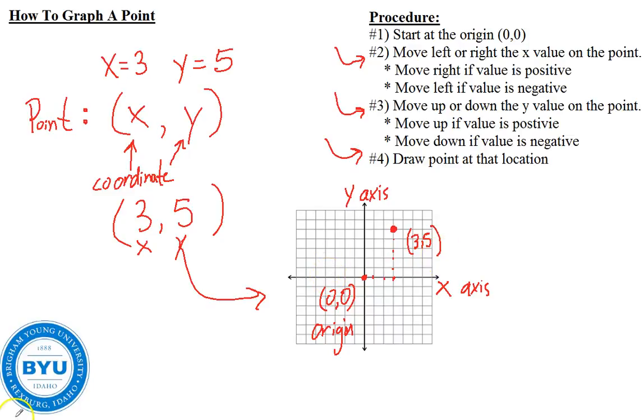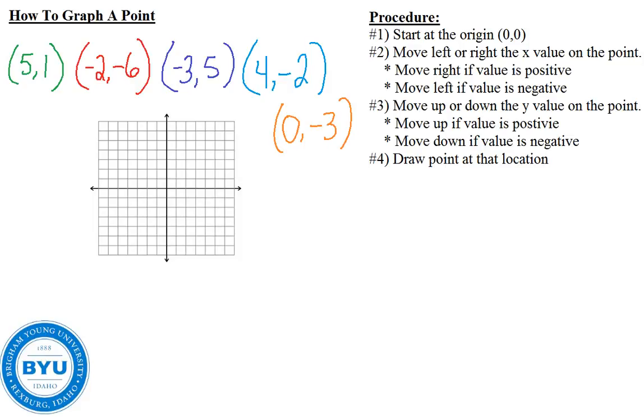Now it's your turn. So here are 5 points I would like you to graph. Go ahead and create a little graph on your paper, and then graph these 5 points. Pause the video now, and then unpause when you're ready to check. Okay, how'd you do? Let's take a look.